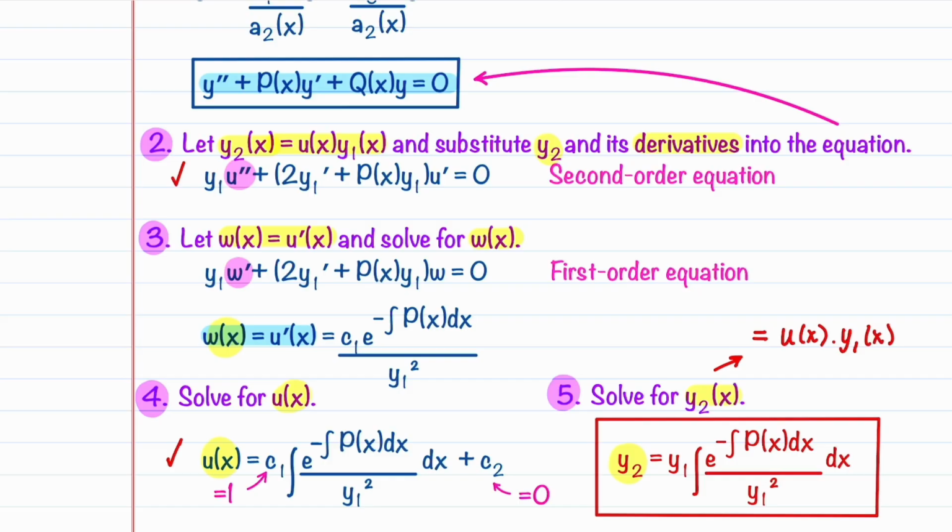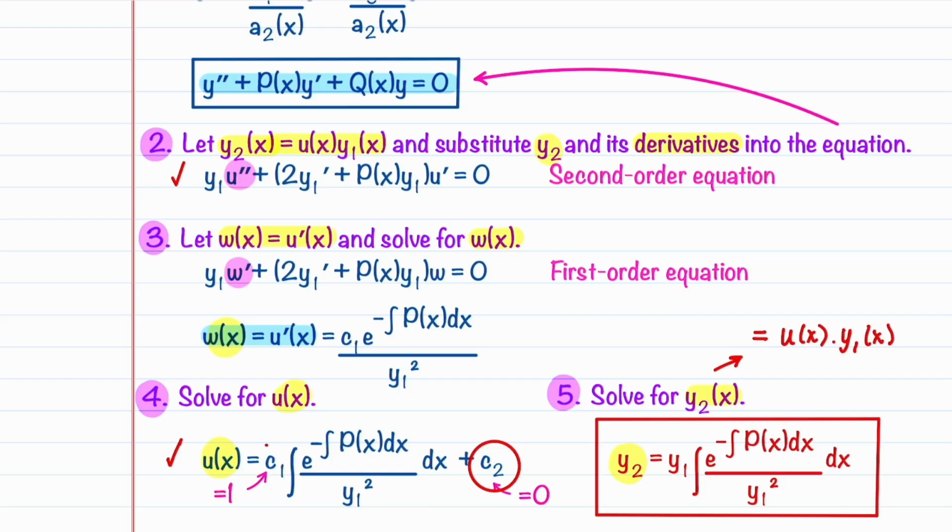Now let me explain the constants. Let's talk about C2 first. That's right here. When we multiply u times y1, this C2 becomes C2 times y1. That's just a multiple of the first solution, and we don't need the second solution to be a multiple of the first solution. So we say, let's just let C2 be 0.